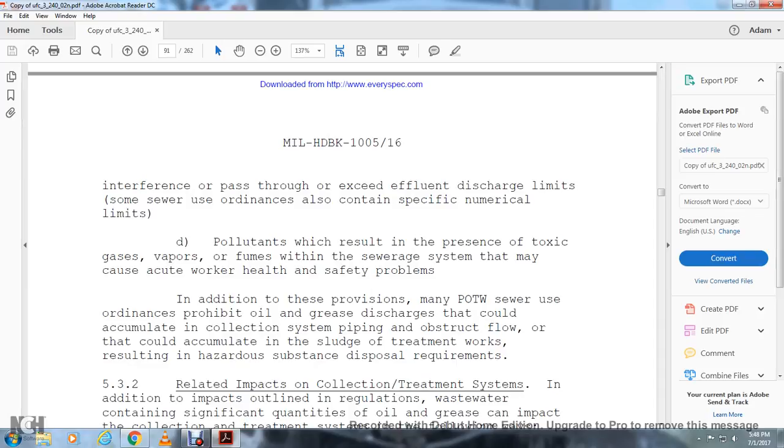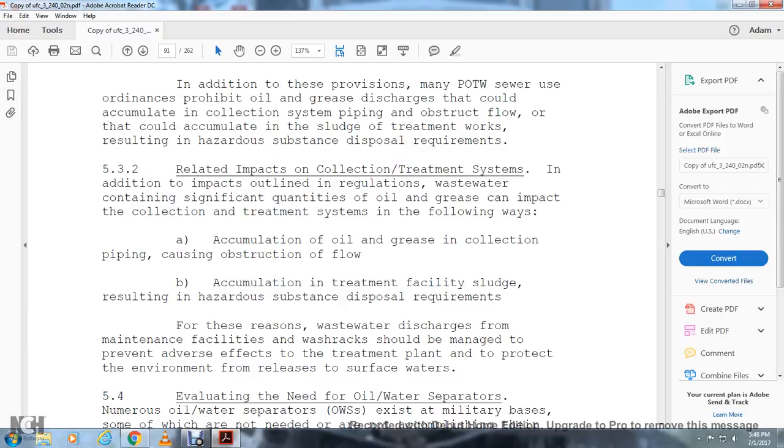In addition to these provisions, POTW sewer ordinances prohibit oil and grease discharge that could accumulate in the collection system and sewage pipe, obstructing flow, or that could accumulate in the sludge of treatment works, resulting in hazardous substances disposal requirements.